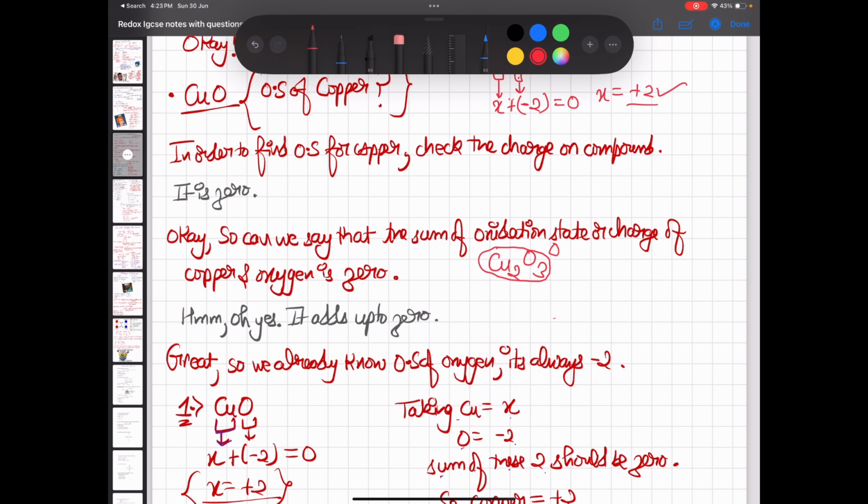How many copper atoms do we have here? We have 2 copper atoms. So I'm taking a single copper atom as x. So I'm doing 2 times x. Plus, how many oxygen atoms do we have here? We have 3 oxygen atoms here. And what is the charge on a single oxygen? Charge on a single oxygen is -2. And the sum of these should be equal to 0. So 2x minus 6 is equal to 0, 2x is equal to +6, so x is equal to +6 by 2, which is +3. You can put it in the calculator, you will get the same answer, +3.